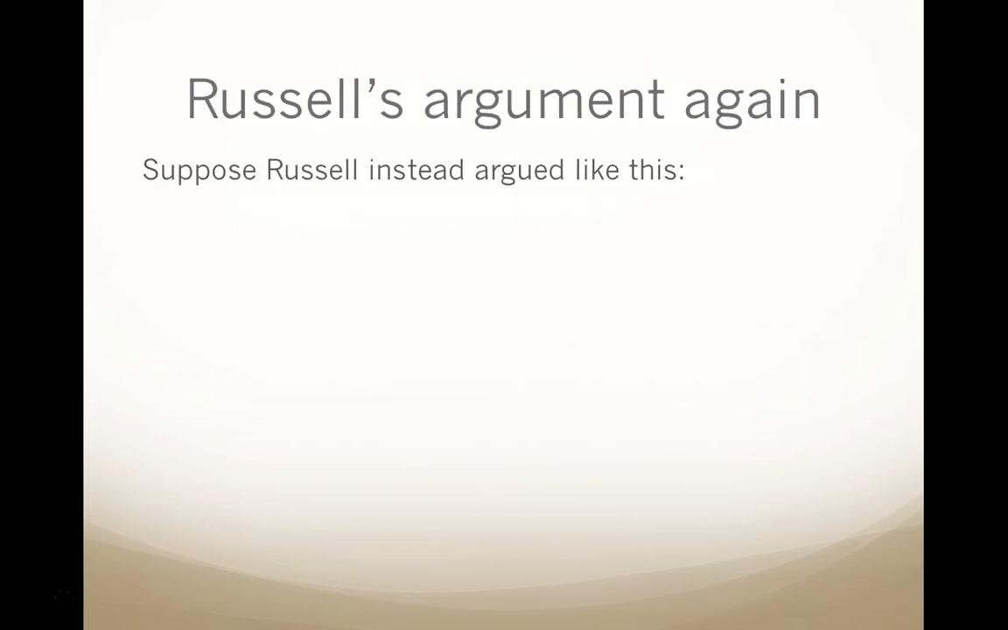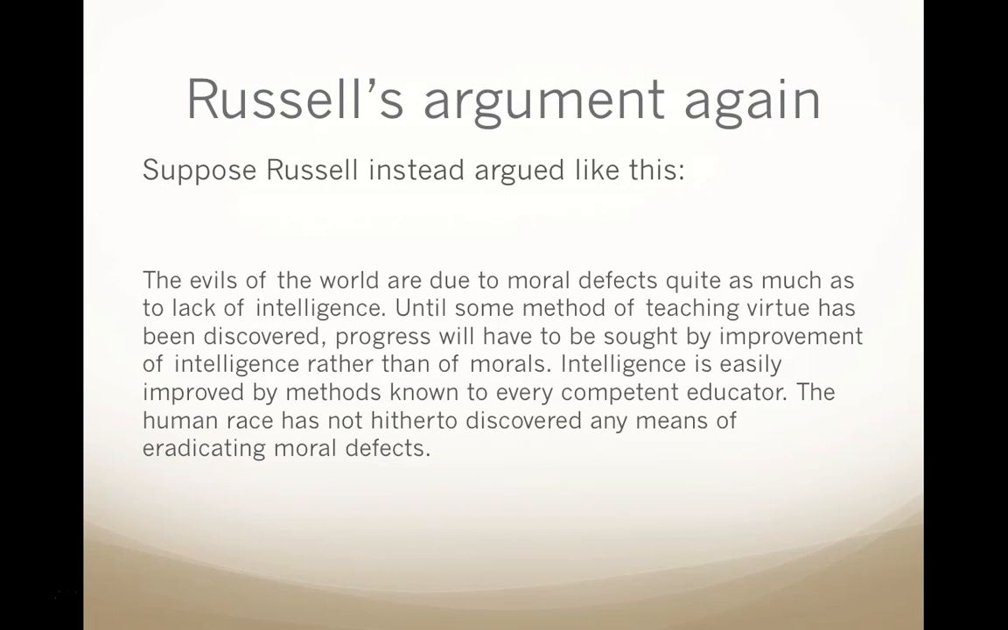Suppose, for example, Russell instead argued like this: the evils of the world are due to moral defects quite as much as to lack of intelligence. Until some method of teaching virtue has been discovered, progress will have to be sought by improvement of intelligence rather than of morals. Intelligence is easily improved by methods known to every competent educator. The human race has not hitherto discovered any means of eradicating moral defects.